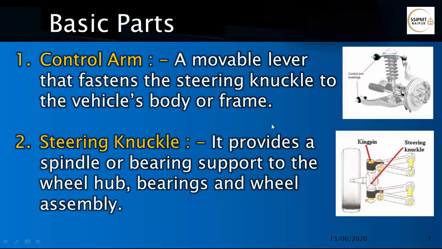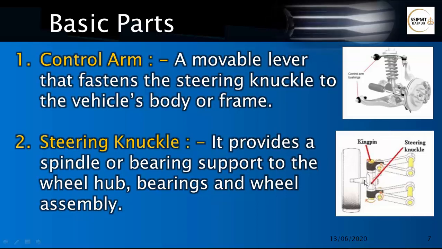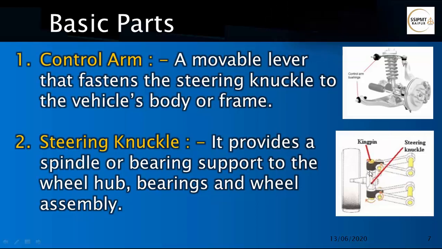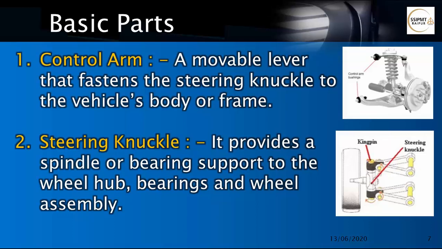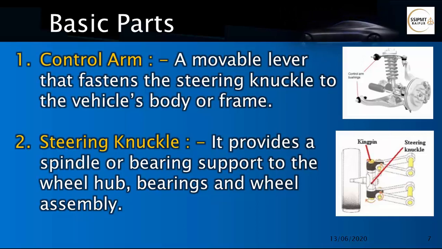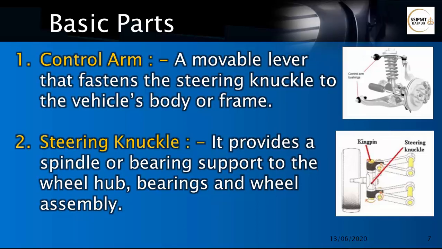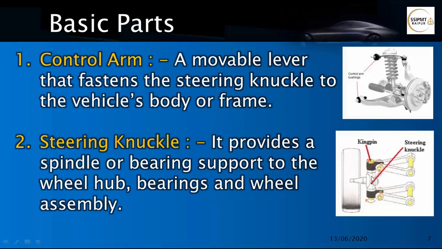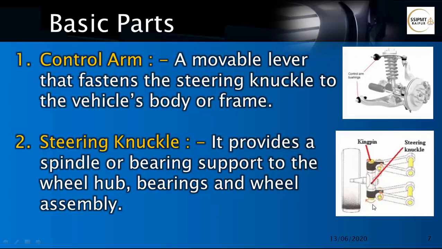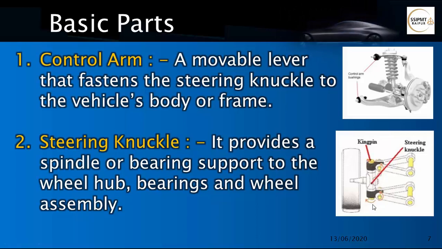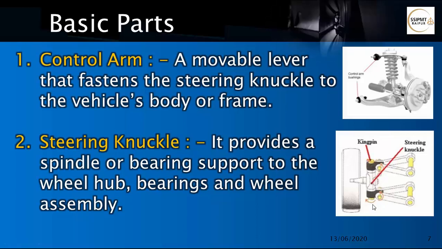Second one is steering knuckle. You can see this component of the automobile is known as steering knuckle. It is a joint from the steering wheel. It provides a spindle of bearing support to the wheel hub, bearings and wheel assembly. So all the wheel assembly, bearings and wheel hub are supported by the steering knuckle. So this part is known as steering knuckle, right? This is a basic important part of the suspension system.